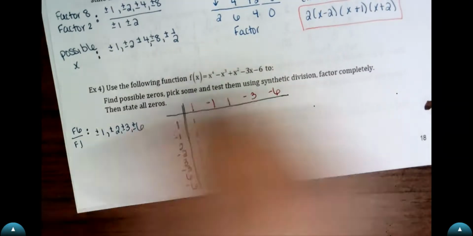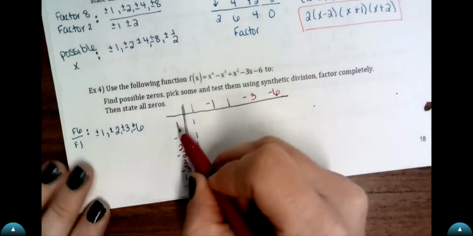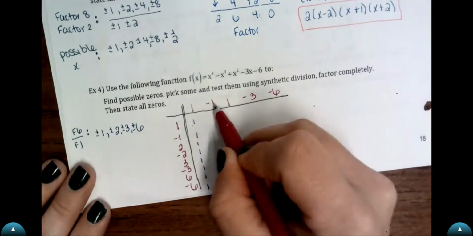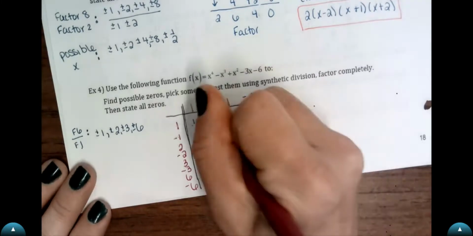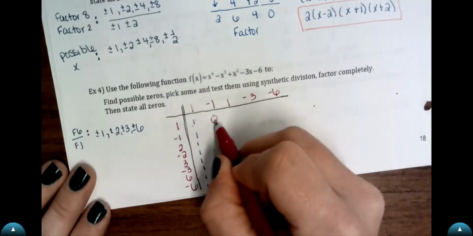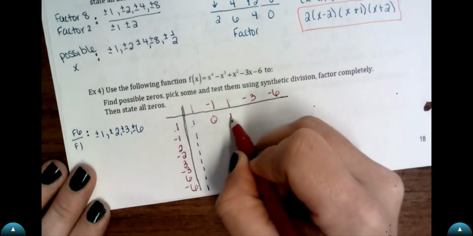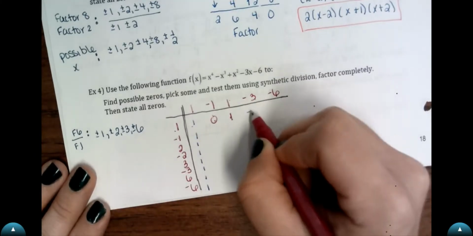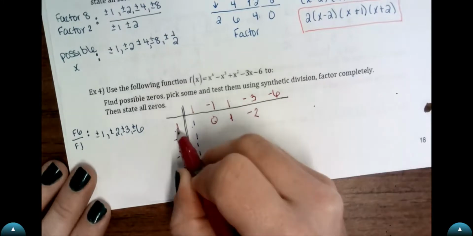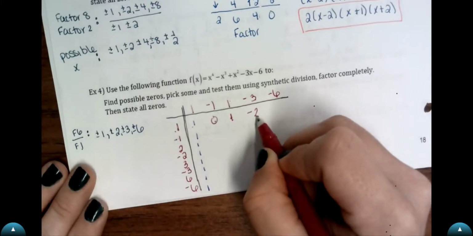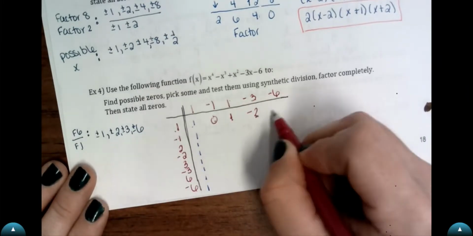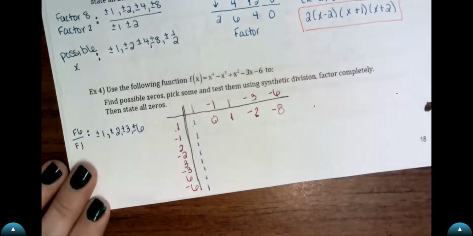And then what I'm going to do is 1 times 1 is 1, plus negative 1 gives me 0. 1 times 0 is 0, plus 1 gives me 1. 1 times 1 is 1, minus 3 gives me negative 2. 1 times negative 2 is negative 2, minus 6 is negative 8, so not a factor.